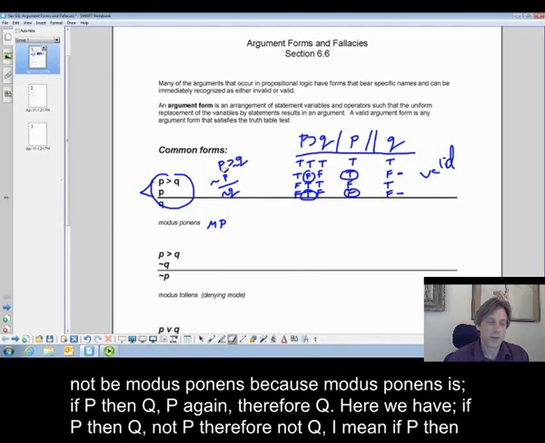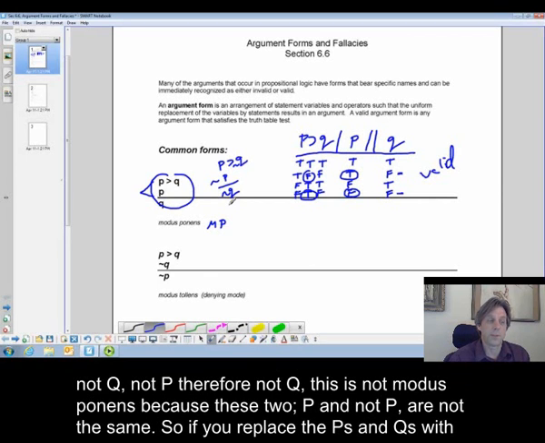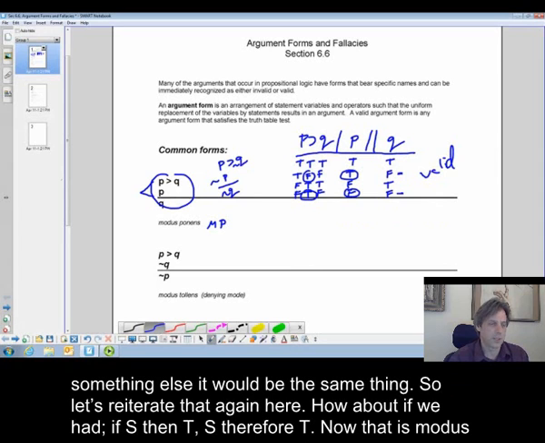Here we have if P then Q, not P, therefore not Q. I mean if P then not Q, not P, therefore not Q. This is not modus ponens because these two, P and not P, are not the same. Okay? So if you replace the P's and Q's with something else, it would be the same thing. So let's reiterate that again here.